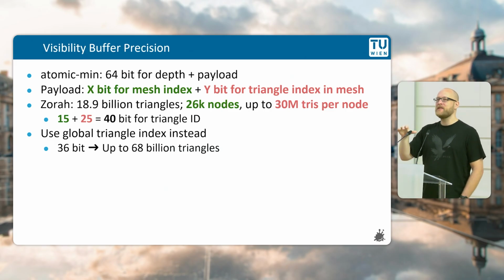So what we decided to do instead is we store the global triangle index of each triangle into the fragments in pixel. And with that, we can use 36-bit to address up to 60 billion triangles. And these triangles can be distributed anyway in the scene. In theory, you could have 60 billion triangles distributed in 60 billion meshes. Although, of course, that's not recommended.